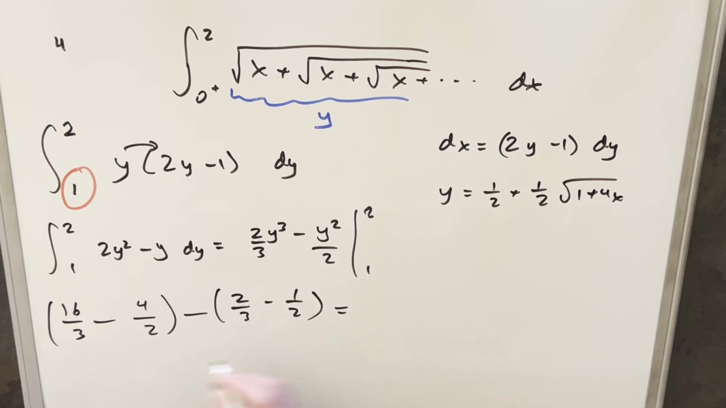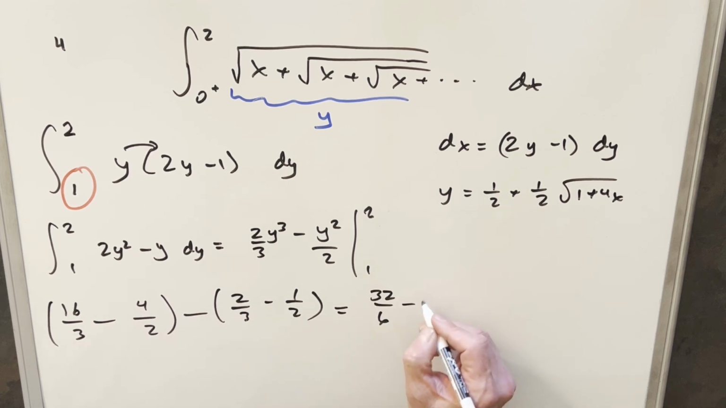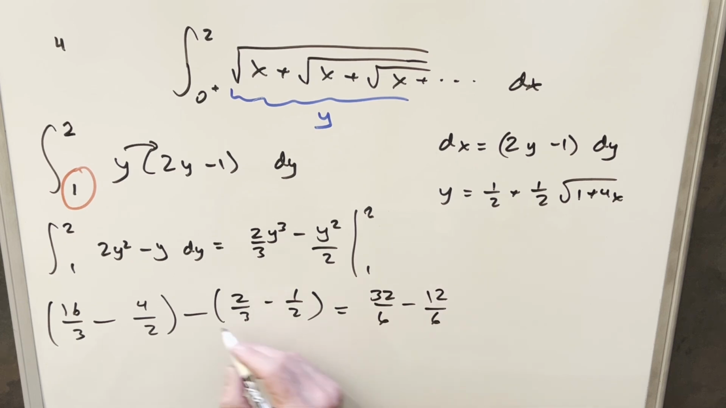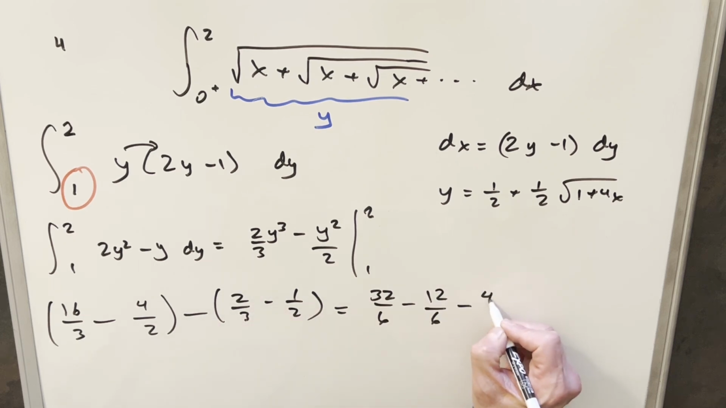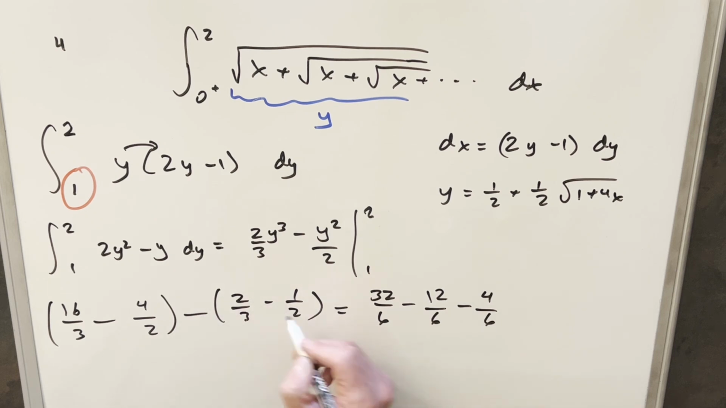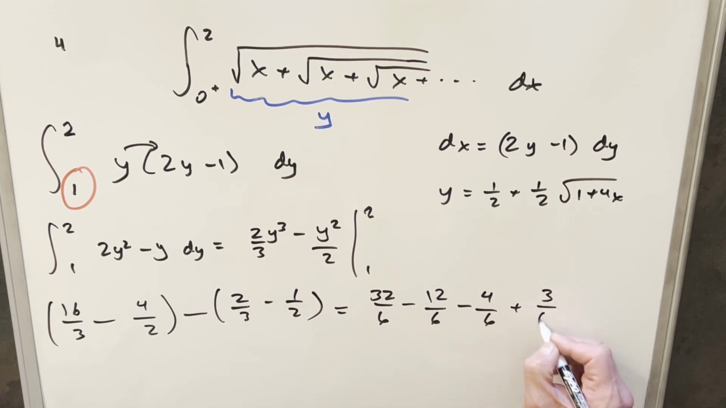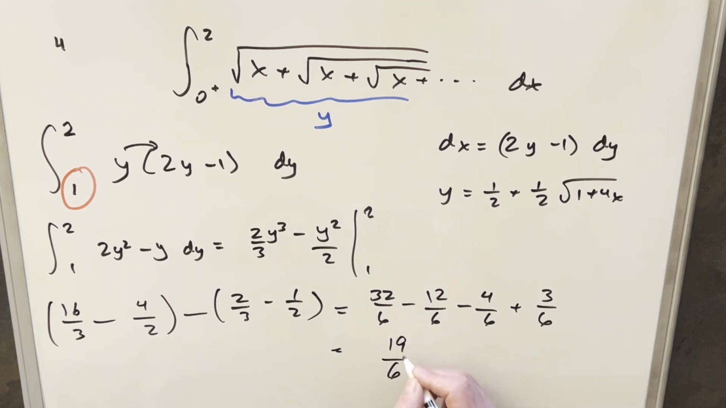I think what I'll do is get a common denominator of 6 for everything. So I can write this as 32 over 6 minus 12 over 6. Distributing the minus here, we're going to have minus 4 over 6. Minus times minus is plus 3 over 6. Adding all this up, we get our final solution of just 19 over 6. Okay, really interesting method. I think the trickiest part of this problem was really the bounds.